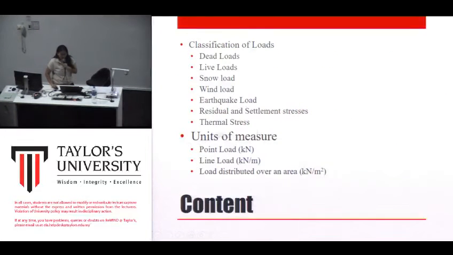Earlier on, if you look at the list, over here I also mentioned residual and settlement stresses. What is settlement stress? Settlement stress is significant when you have a different settlement rate. One part of the building settles faster than the other one. Then the building starts to tilt. Alright, so it will result in stresses. When there is stress, meaning to say there is force.